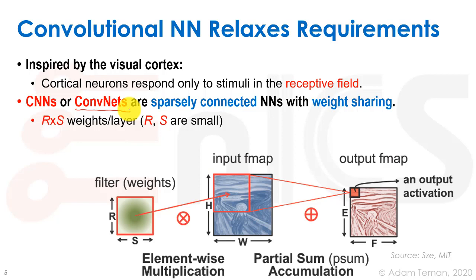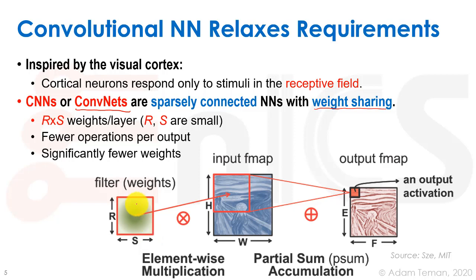How do they become sparsely connected? By employing weight sharing. Here we have an input map that is size h by w. Instead of looking at the entire h by w at one time, we take a smaller window, for example this filter, which is only size r by s, and r by s are small. That way, when we convolve it with a certain part of the input map, we get many fewer operations per producing each output, and we get significantly fewer weights. Let's describe how this is going to work a bit later on.